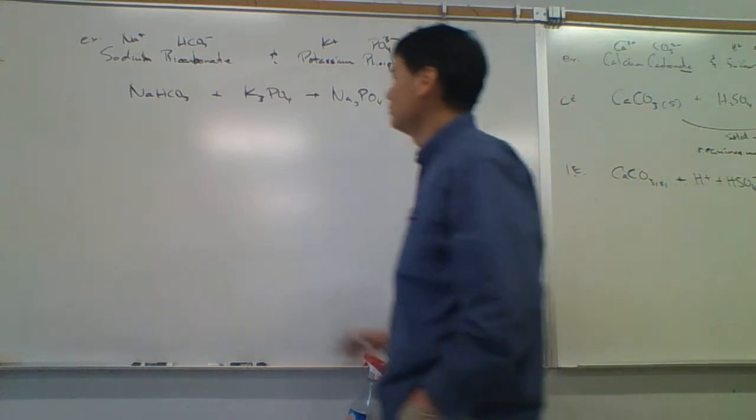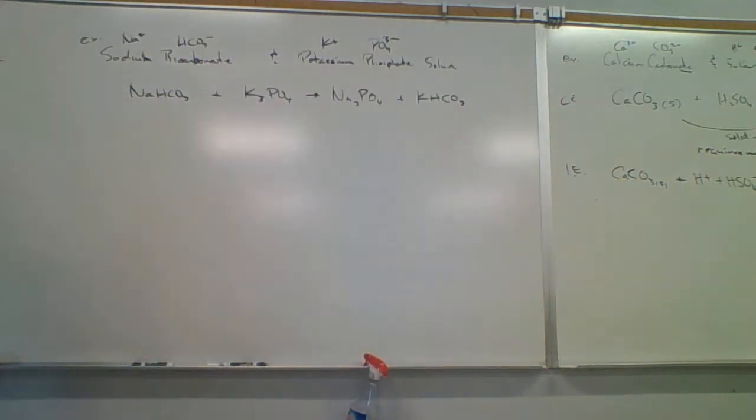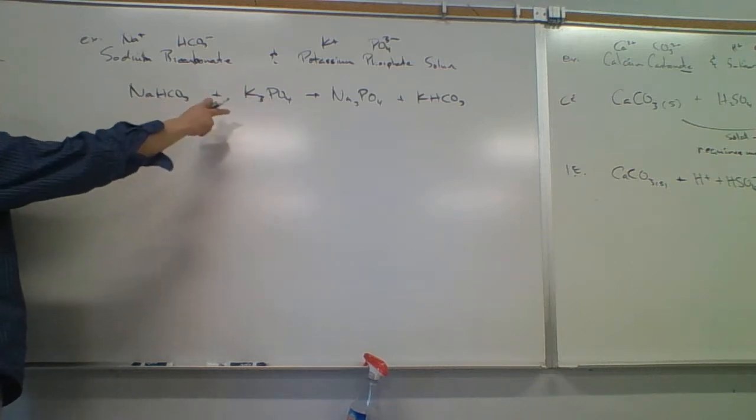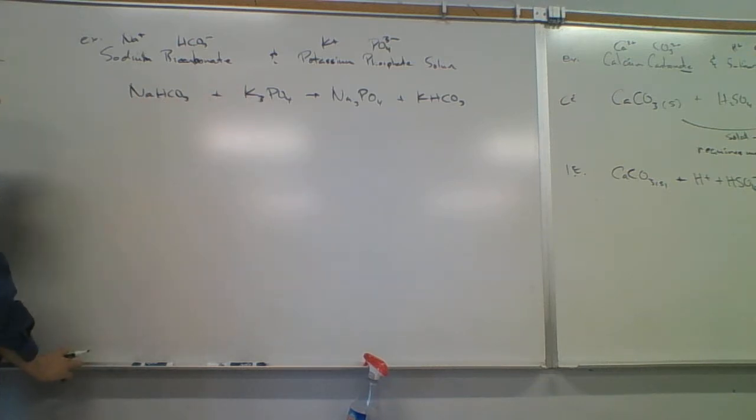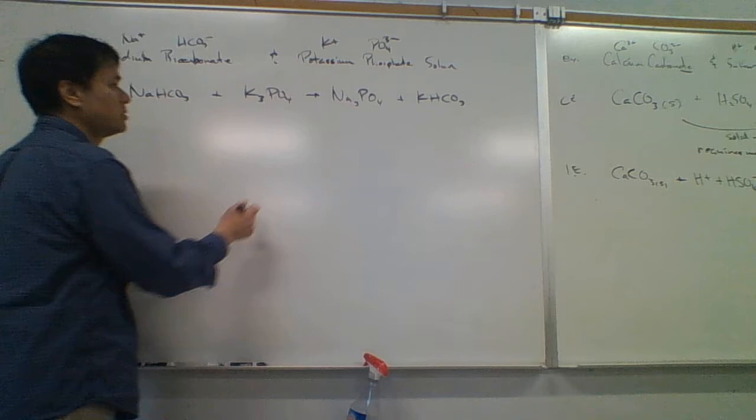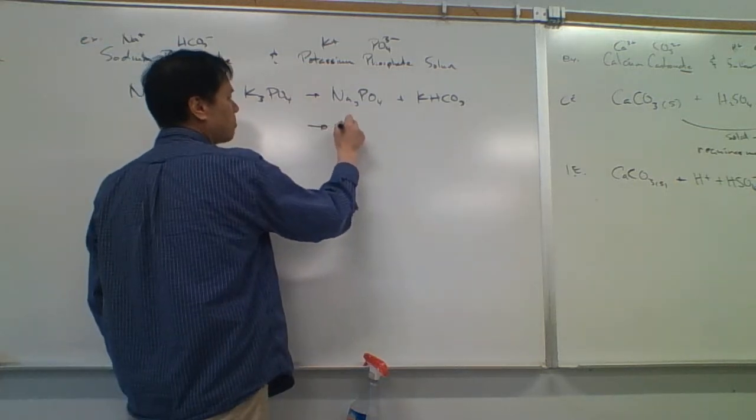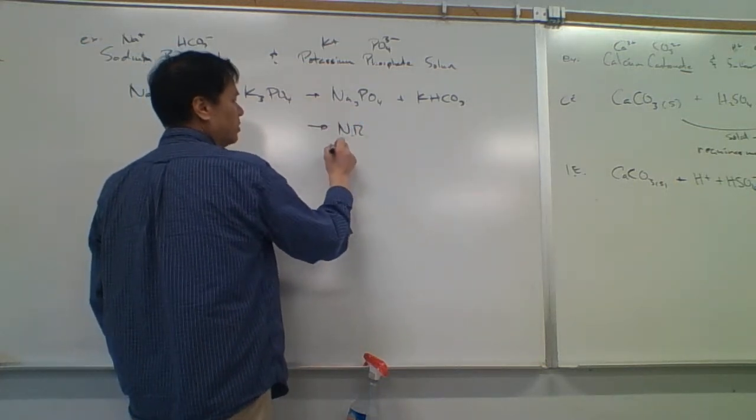And then we look, are we going from a stronger acid to weaker acid? Well, nothing's changed. We start off with bicarbonate, we end up with bicarbonate. We have phosphate, we end up with phosphate, so there's no change. So do you see any driving force for this? We have no precipitation, no gas formation, and no stronger acid to weaker acid. Therefore, there's no driving force. If there's no driving force, what we say is NR. NR stands for no reaction.